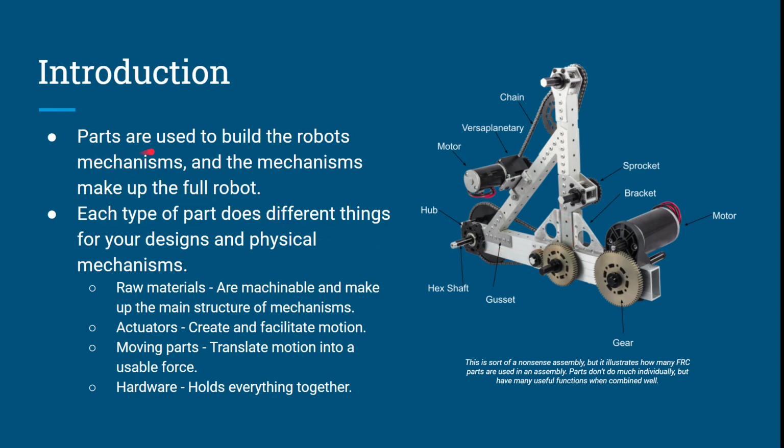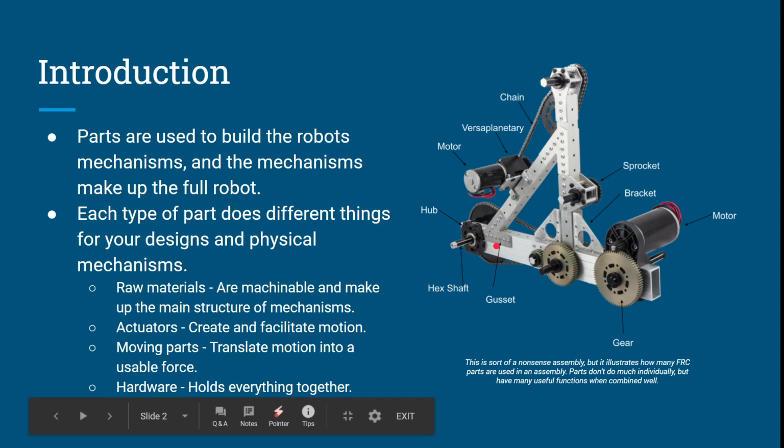Parts are used to build the robot's mechanisms, and the mechanisms make up the full robot. Mechanisms are mechanical subsystems that fulfill a task, and the full robot can do many tasks because it has many mechanisms. Each type of part does different things for your designs and physical mechanisms. Right here we have a nonsense assembly, actually, but it illustrates nicely the four main types of parts that we're going to be using when designing and building practical mechanisms, especially for student-led robotics.